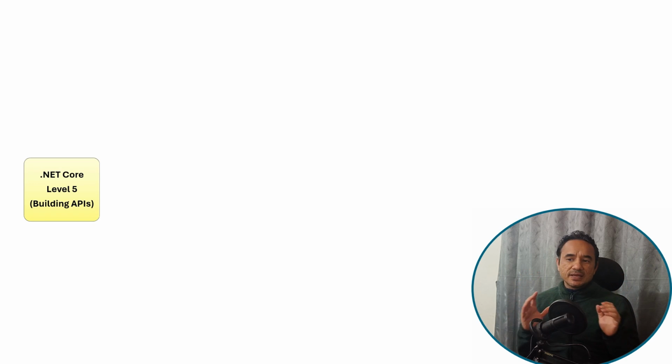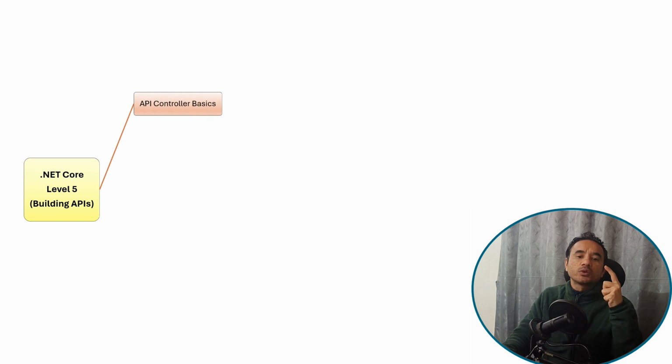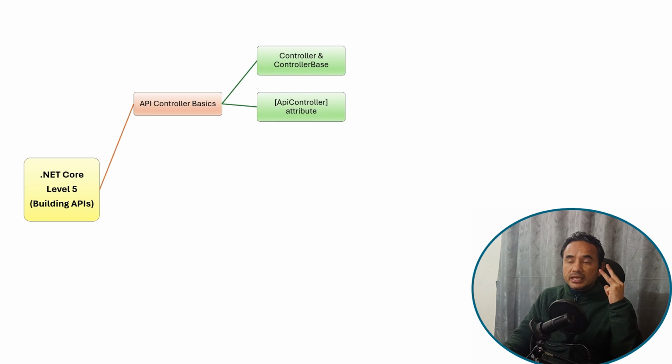So our next level is level 5, building APIs. Here you will learn how to build APIs using .NET Core. Start with API controller basics. Basically two things, controller and controller base. Check out the difference between them. Then the API controller attribute enforces best practices like automatic model validation.